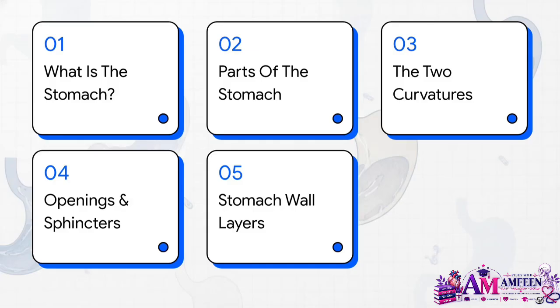Here's a quick look at our agenda today. 1. What is the stomach? 2. Parts of the stomach. 3. The two curvatures. 4. Openings and sphincters. And 5. Stomach wall layers. So in this explainer, let's understand the structure of the stomach in a very simple way.